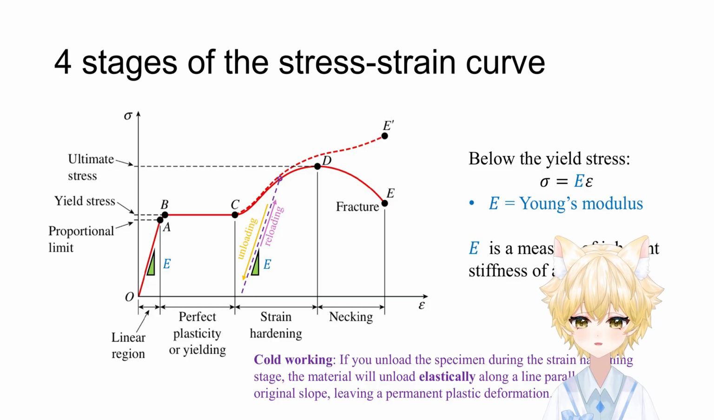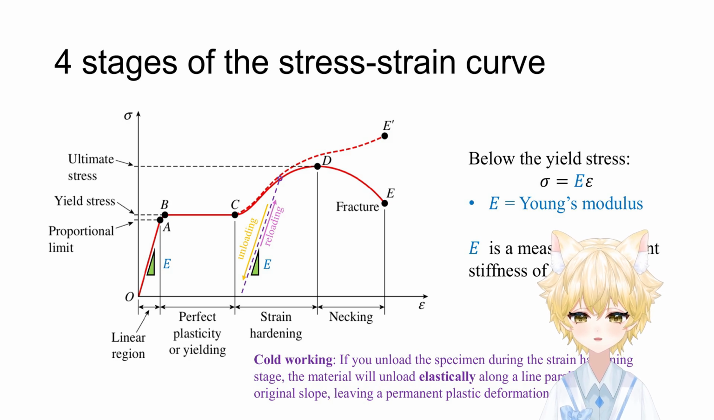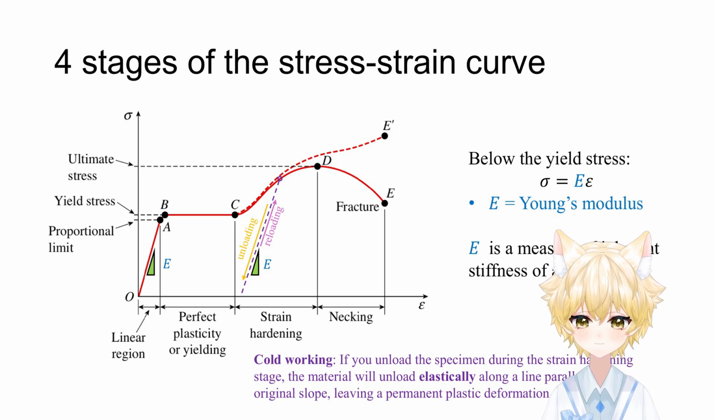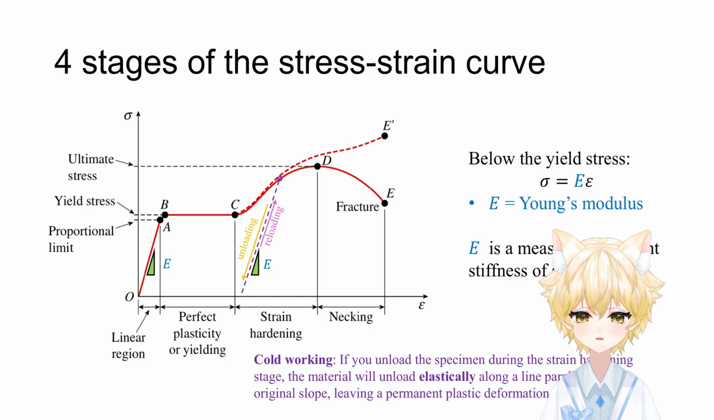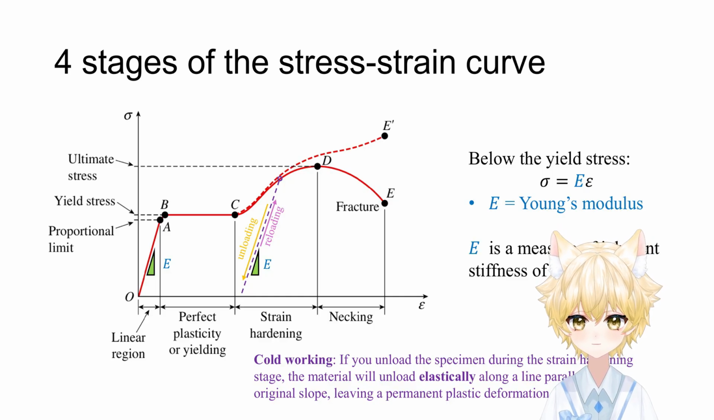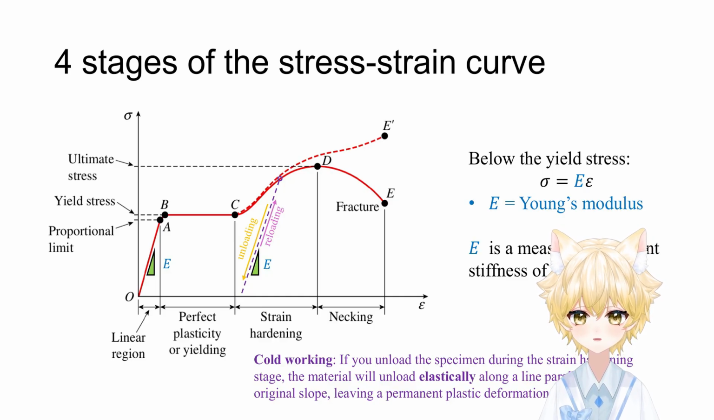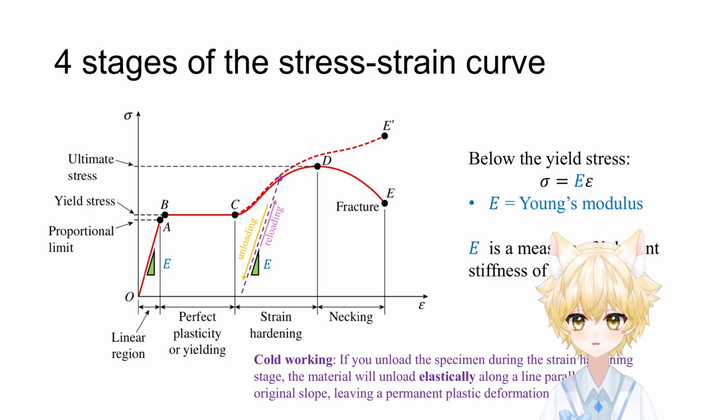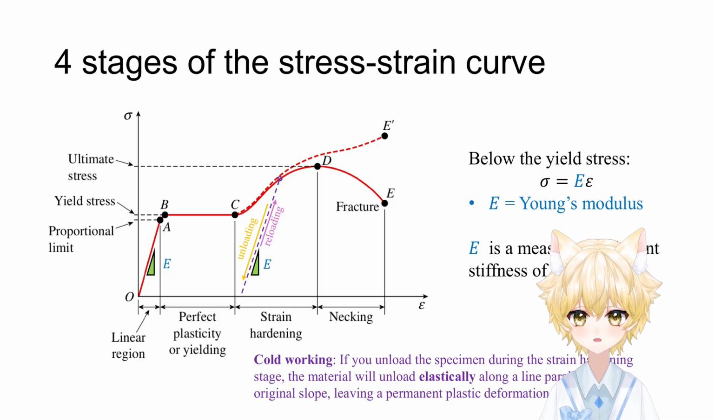Physically, this corresponds to small reversible stretching of interatomic bonds. The slope of this linear region is Young's modulus, which measures the intrinsic stiffness of the material. As we continue loading, the material reaches the yield point. At this stage, plastic deformation begins.